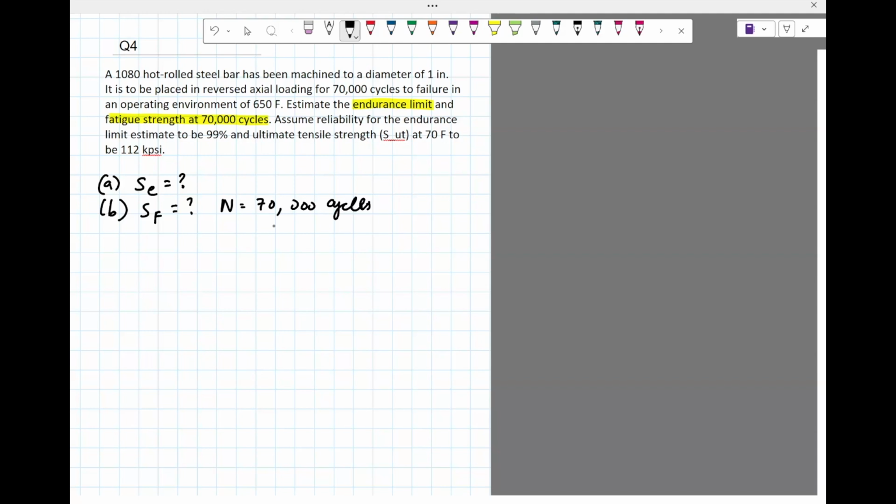Okay, now this is between 1,000 and a million cycles. So probably we can use this formula, right? Where n is given to us, and a and b can be found if we know... So we know that a and b is a function of f, Se, and Sut, right?